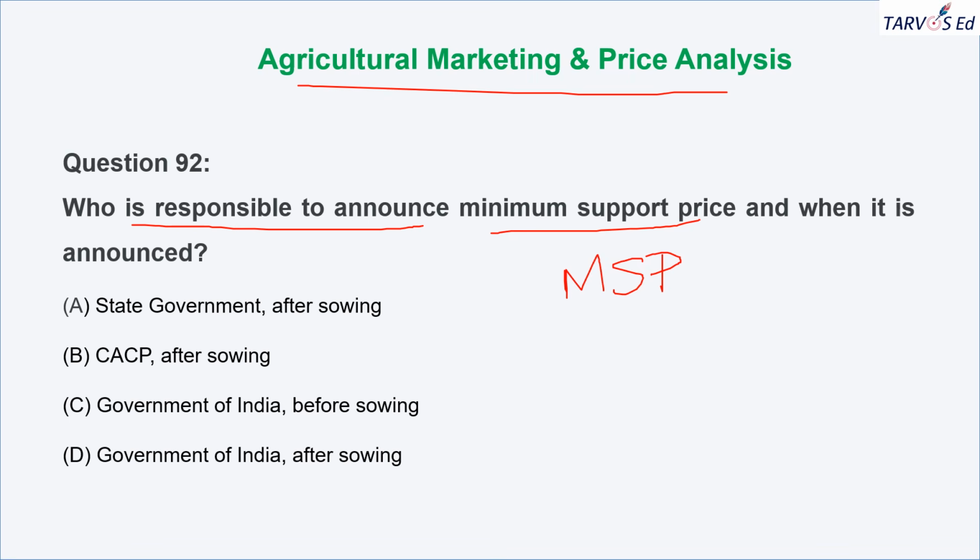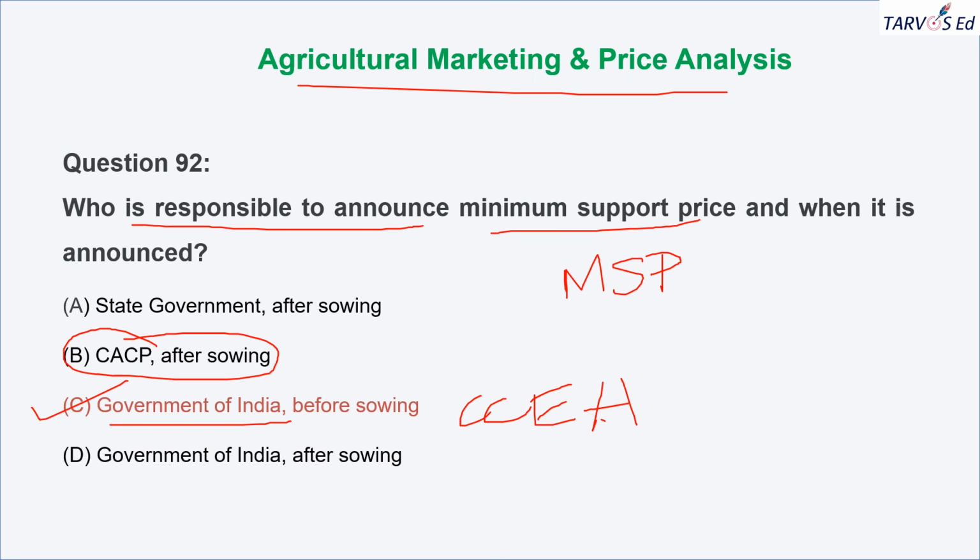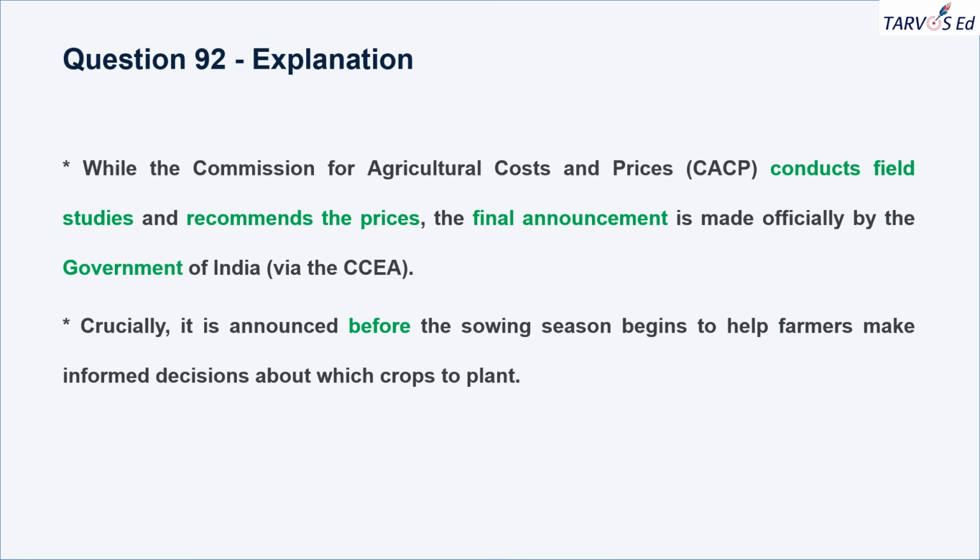So the correct option is option C, Government of India before sowing. Okay. So who is responsible for setting the minimum support price? It is CACP, Commission of Agriculture Cost and Prices. And MSP will be finally announced by Government of India under Cabinet Committee of Economic Affairs, CCEA, before the sowing season. So here goes the explanation.